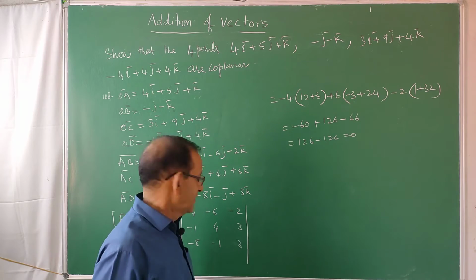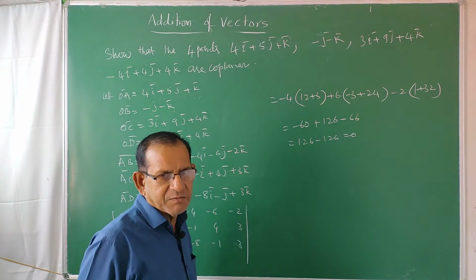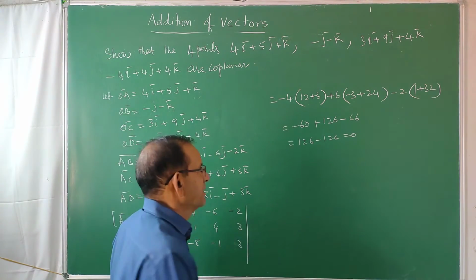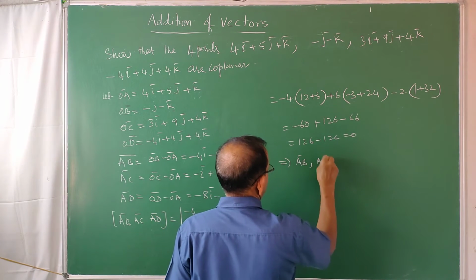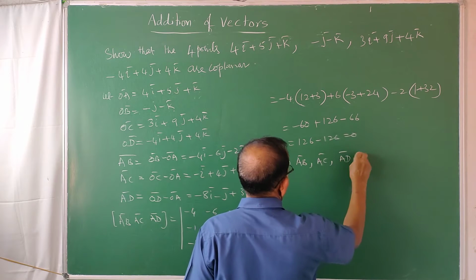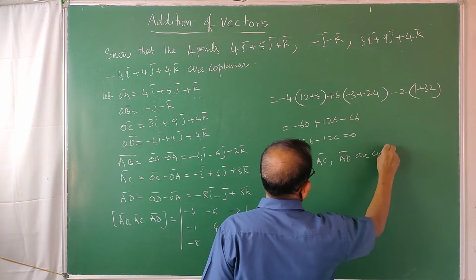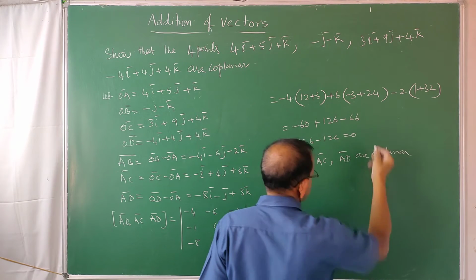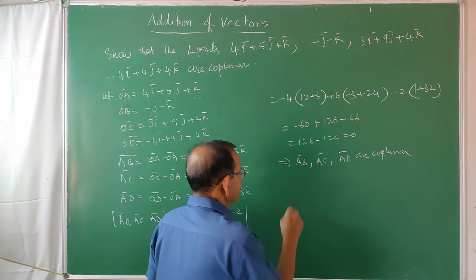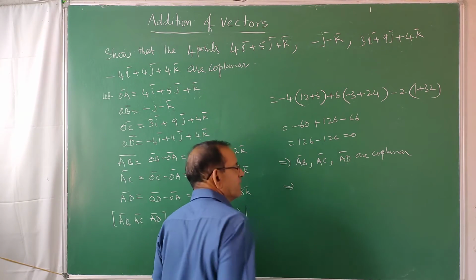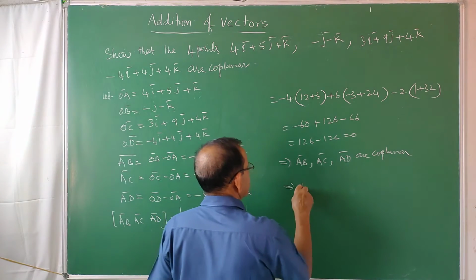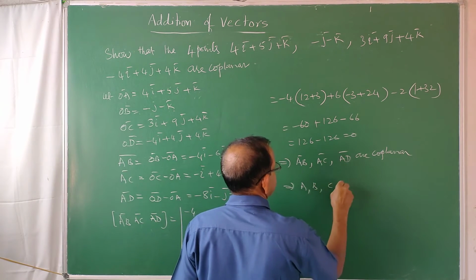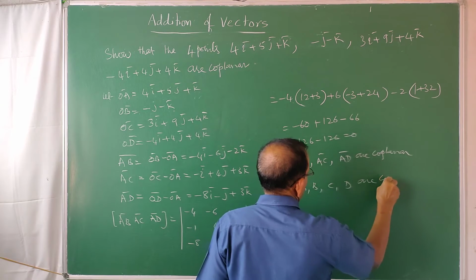Therefore, the 3 vectors AB bar, AC bar, AD bar are coplanar. If it is not 0, then they are non-coplanar. That implies the 3 vectors formed by the 4 points A, B, C, D must be coplanar. That implies A, B, C, D are coplanar.